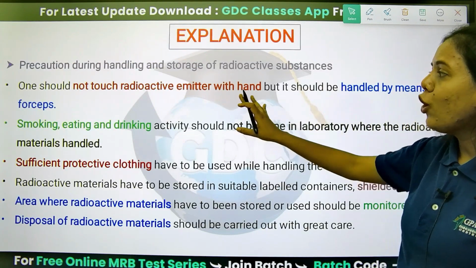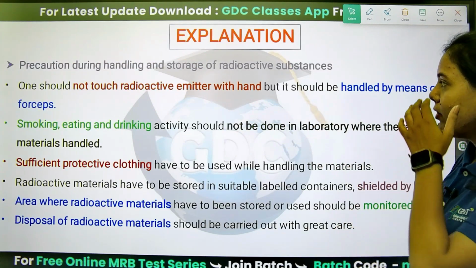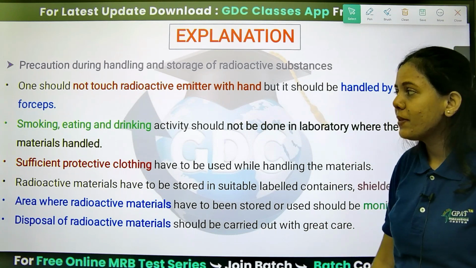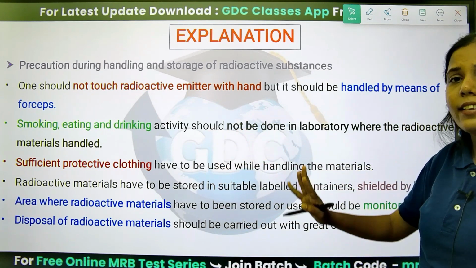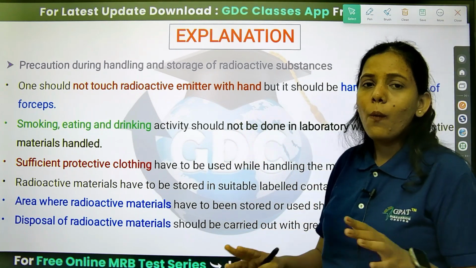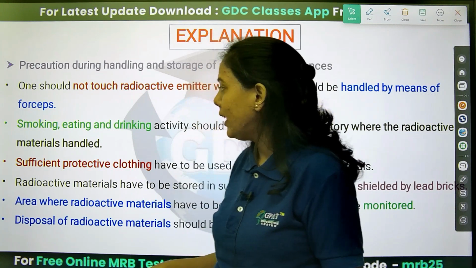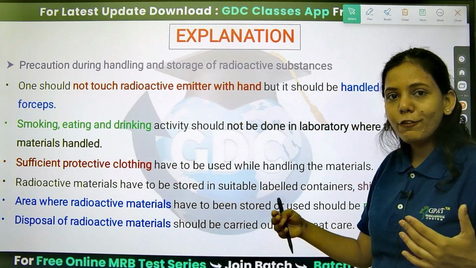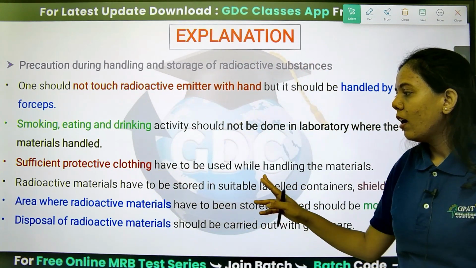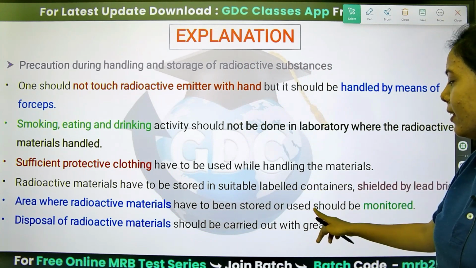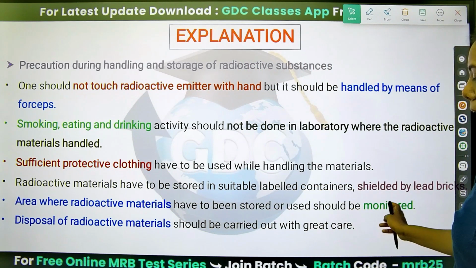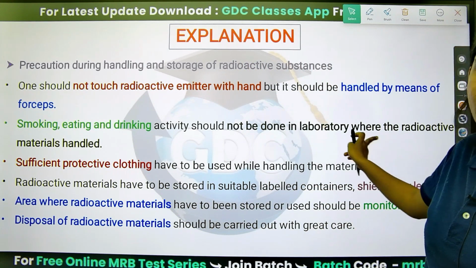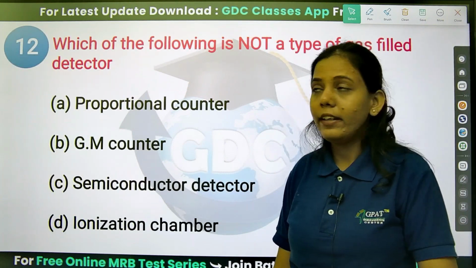One should not touch a radioactive emitter with hand but handle with forceps. Smoking, eating, drinking, these activities should be prohibited while handling radioactive materials. Sufficient protective clothing should be there. The area where radioactive materials are used should be monitored and work should be carried out with great care. The disposal should also be carried out with great care.